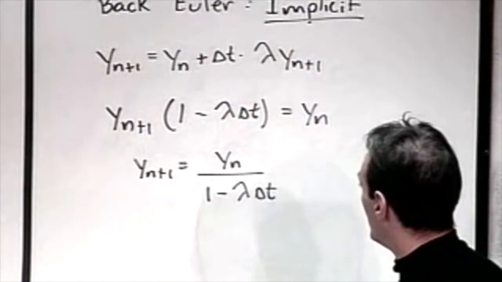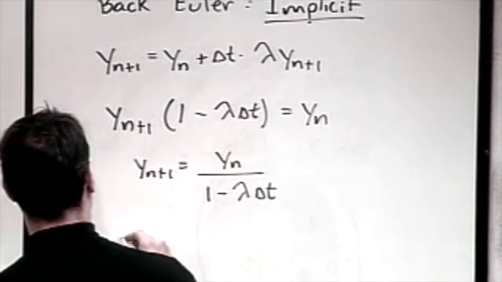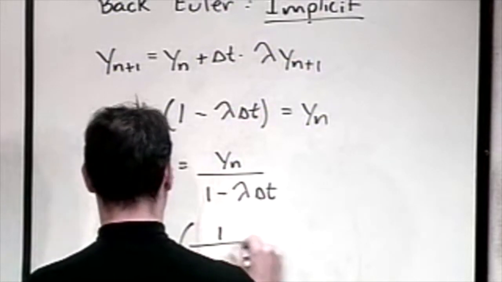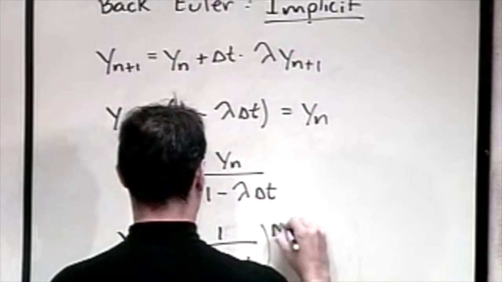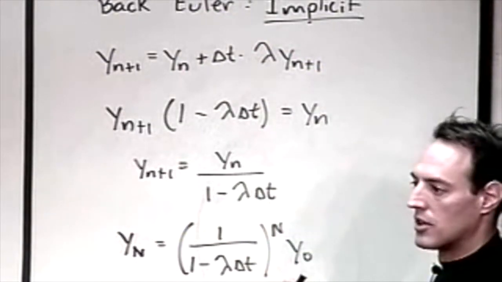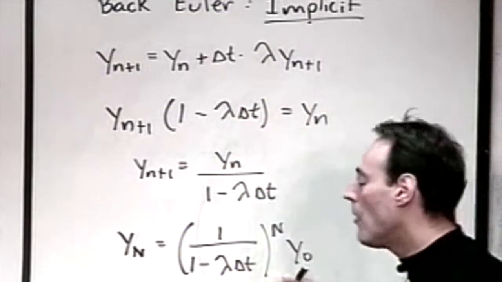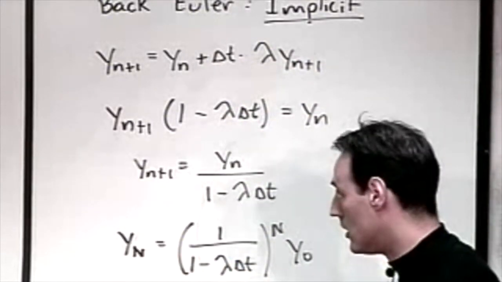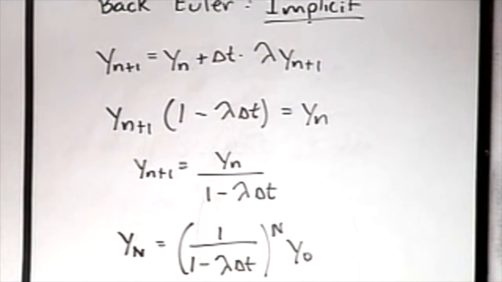So if you think about going n steps, your solution, y of n, is equal to 1 over 1 minus lambda delta t, to the nth power, times y 0. This is the iteration scheme for backward Euler. I want to point out how different it is from what we have for forward Euler. So take a look and simply compare that with this.